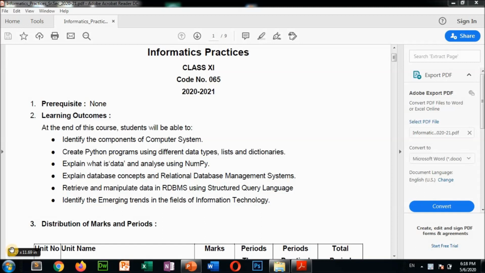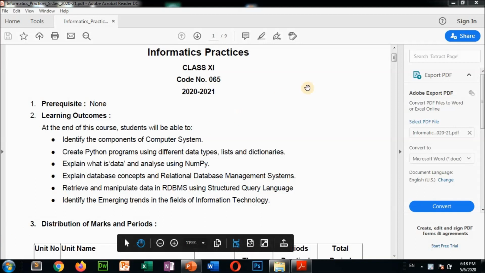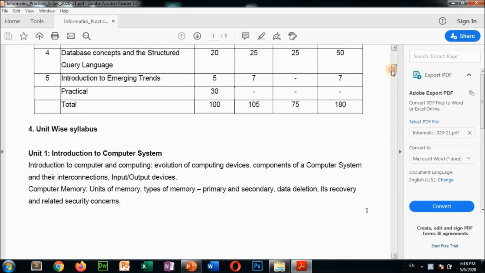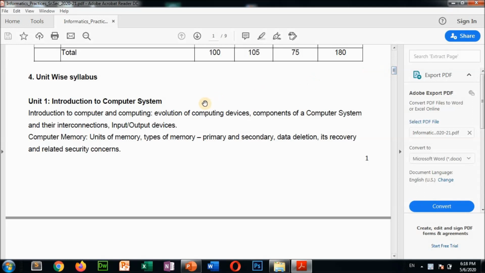Today I'm going to take your first class of class 11 Informatics Practices. Here I'm going to start from your syllabus from CBSE, that is 2020 and 21. This is your syllabus for 2020 and 21. Informatics Practices, your subject code is 065. So from the syllabus I'm going to start the first unit.